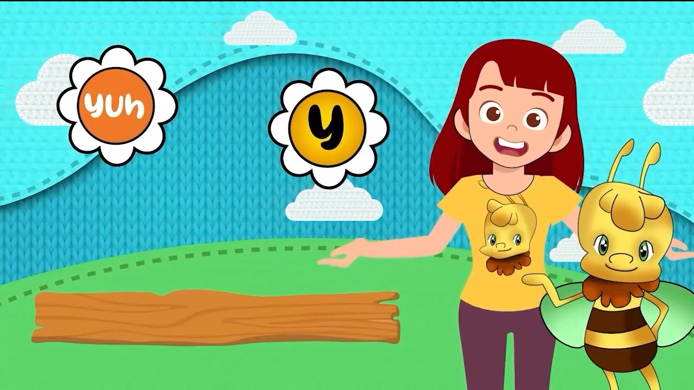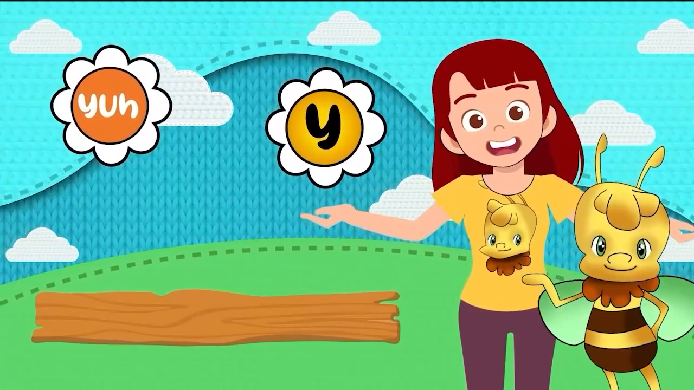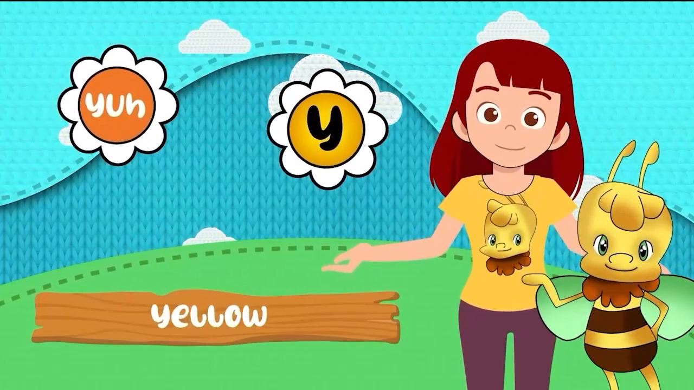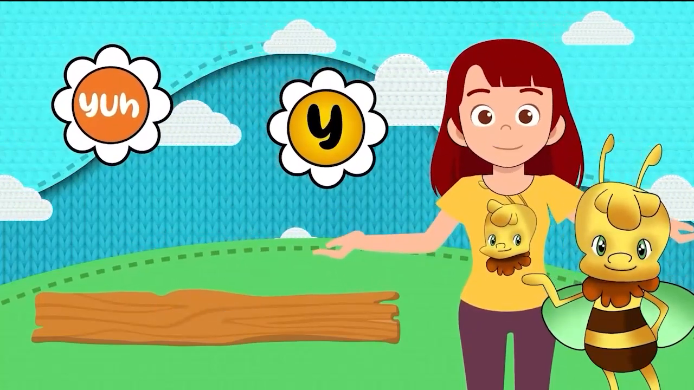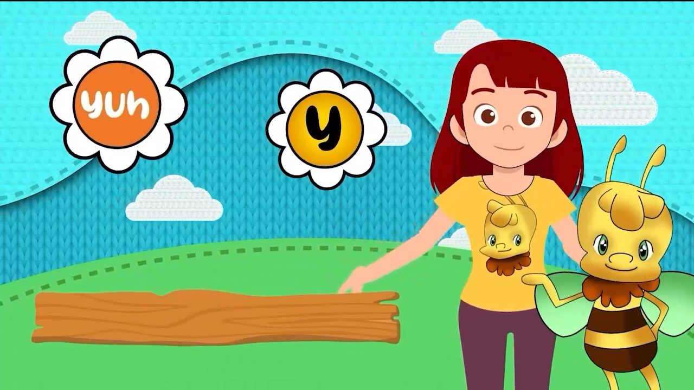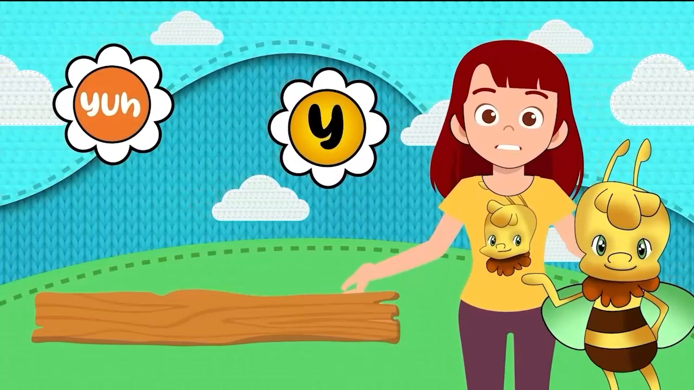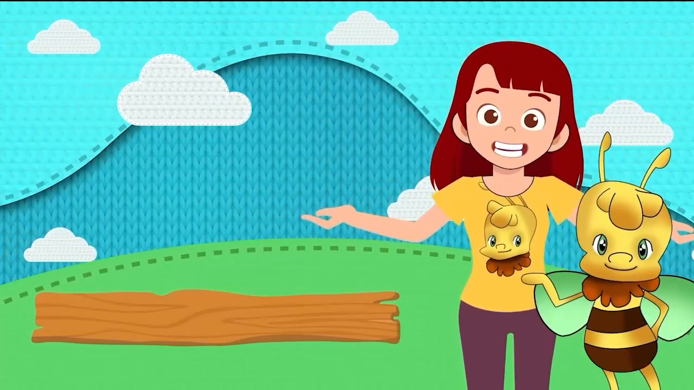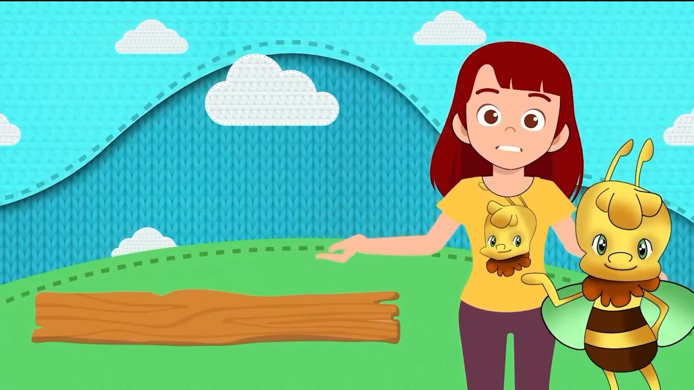We use the sound Y to say words like yo-yo, yak, and yellow. Practice saying it again. Y. One more time. Y. You're doing great. You've been working so hard today, and we just have one more letter left.